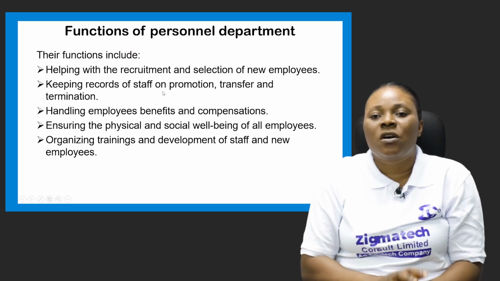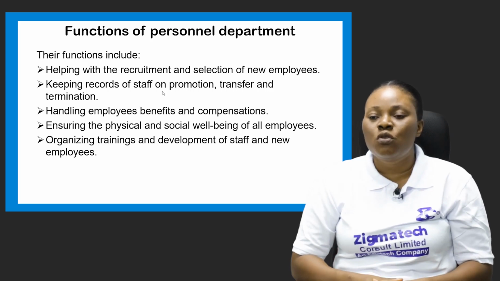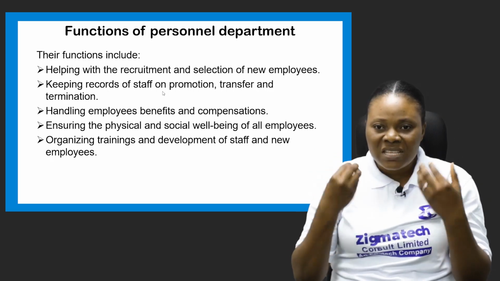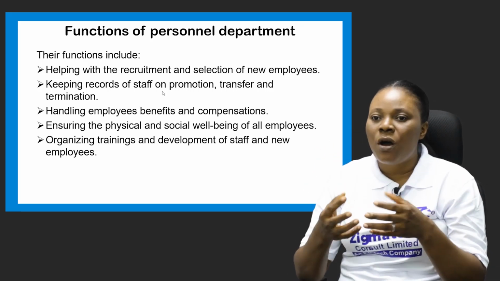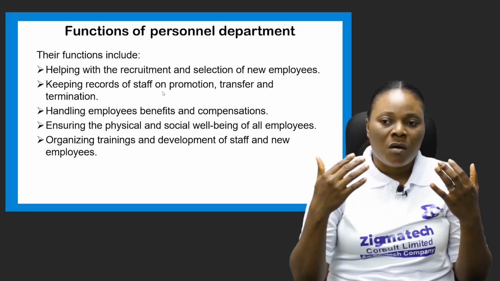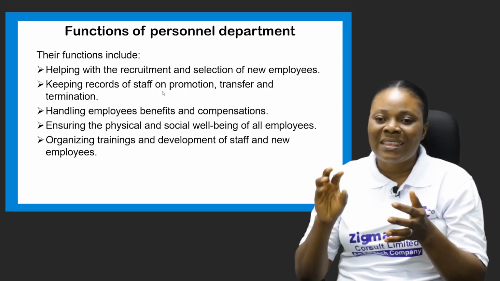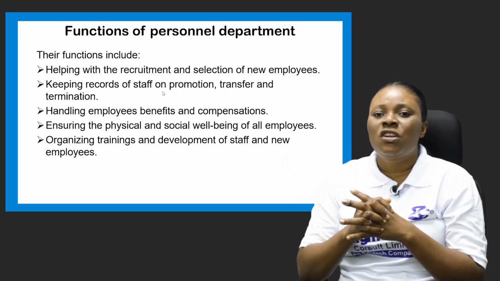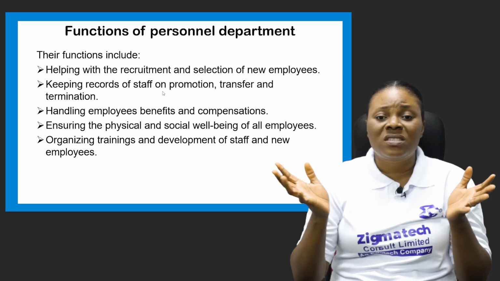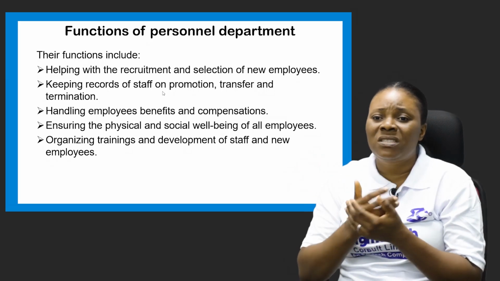Let's look at the functions of the personnel department. Number one, they help with the recruitment and selection of new employees. They assist in ensuring that the organization is able to recruit, that is, employ new staff. They help in carrying out the process for employing new staff. And also they make sure that they select the best staff for the establishment. They also keep records of staff on promotion, transfer, and also staff termination. They keep records and they ensure that staff that are meant to be promoted are promoted on time.